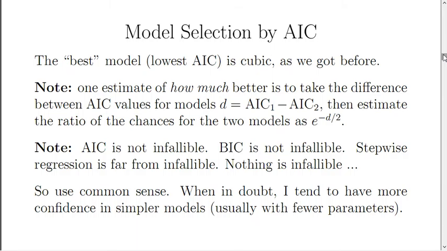The bottom line is use some common sense. When I'm in doubt, when things are close, when I'm not sure, when something looks fishy, I tend to have more confidence in simpler models than more complex ones, and simpler usually means those that have fewer parameters.